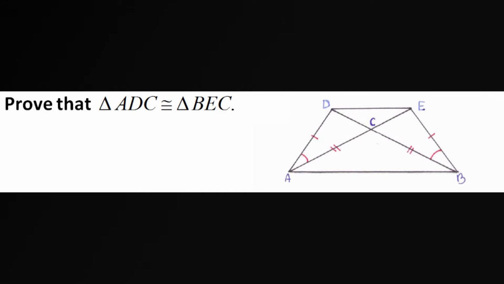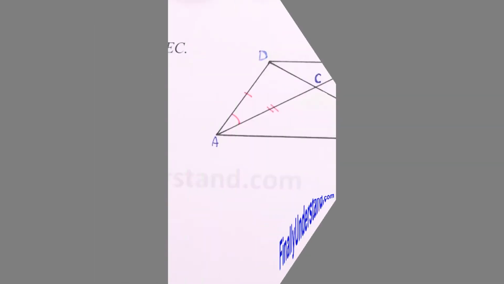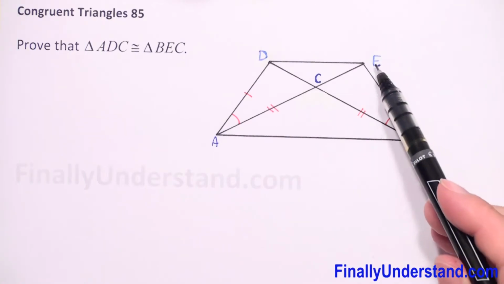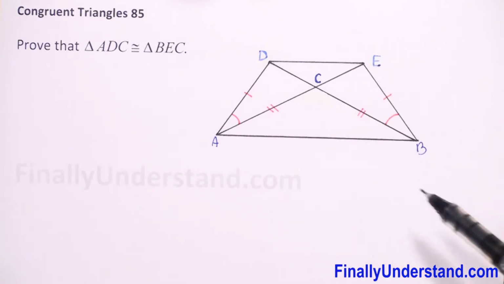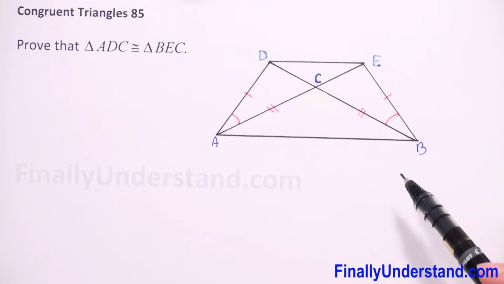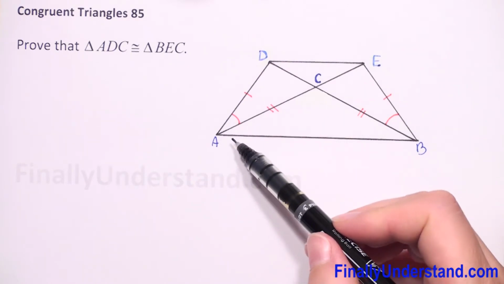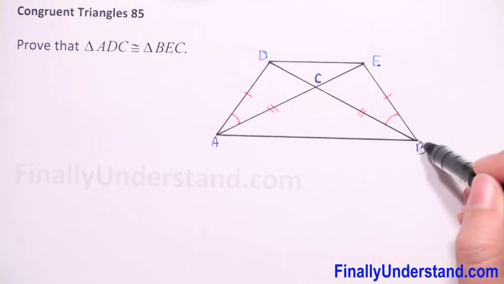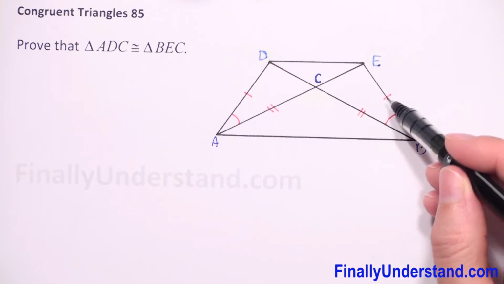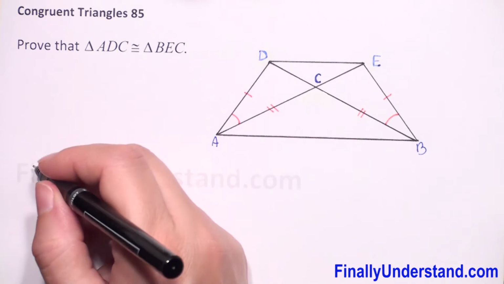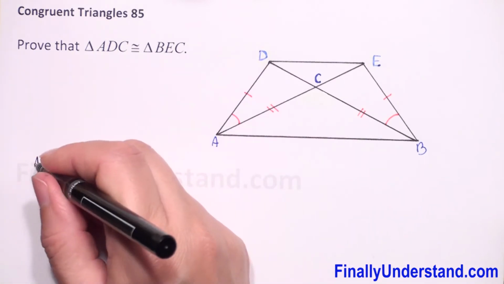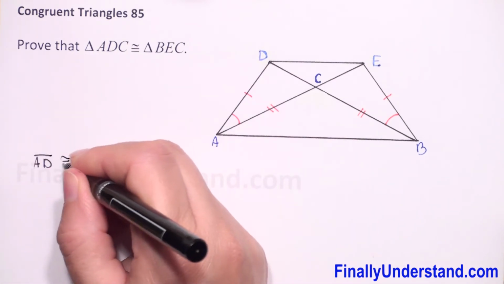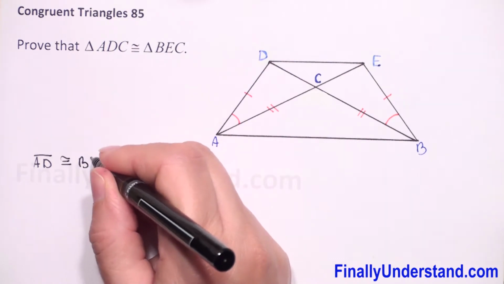We have to prove that triangle ADC is congruent to triangle BEC. And on this diagram we have given that AD is congruent to BE because we have this one mark. So let me write this, that AD is congruent to BE.